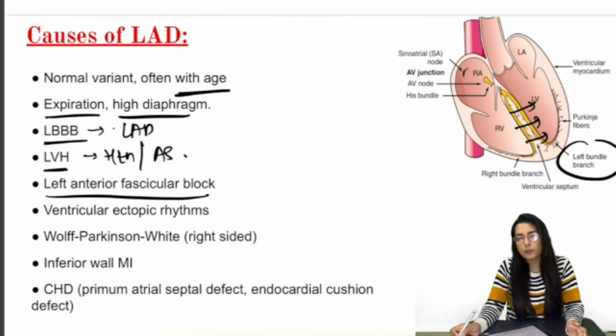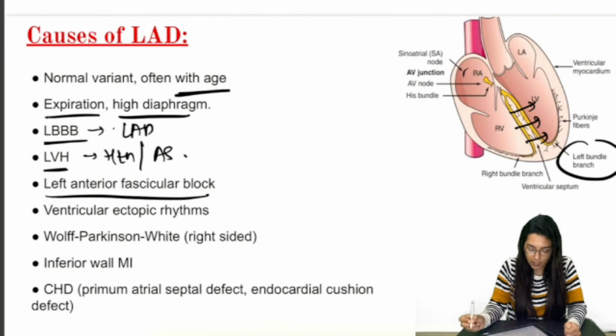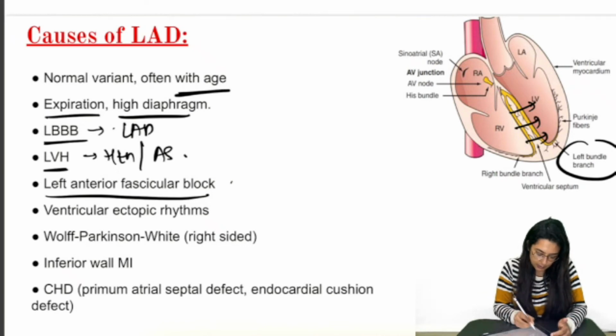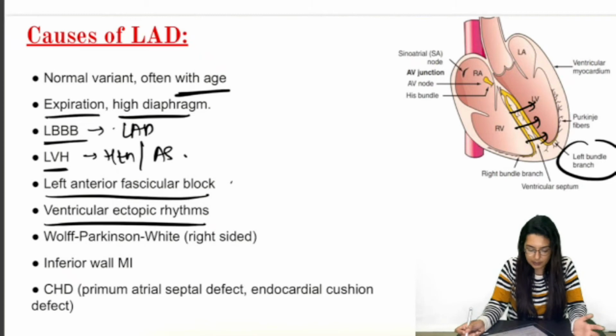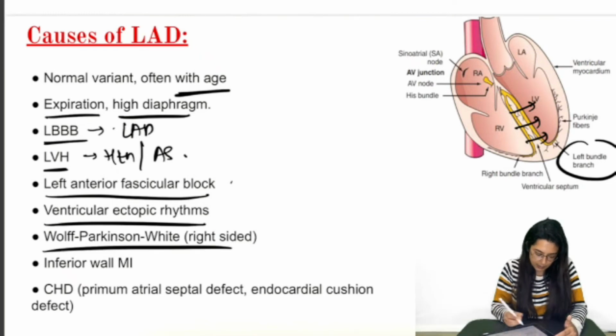Left anterior fascicular block, as I already told you in the previous slide, it is on the left side. So whenever that is blocked, the wave of depolarization will go to the right bundle branch and left posterior fascicular branch. So it can lead to this too, and from the right side of the heart, the depolarization wave moves towards the left side of the heart and can lead to left axis deviation. Ventricular ectopic rhythm, again same thing. If it arises from the left ventricle, it can lead to LAD. Wolff Parkinson White syndrome, there are two types. We'll discuss. Inferior wall MI.